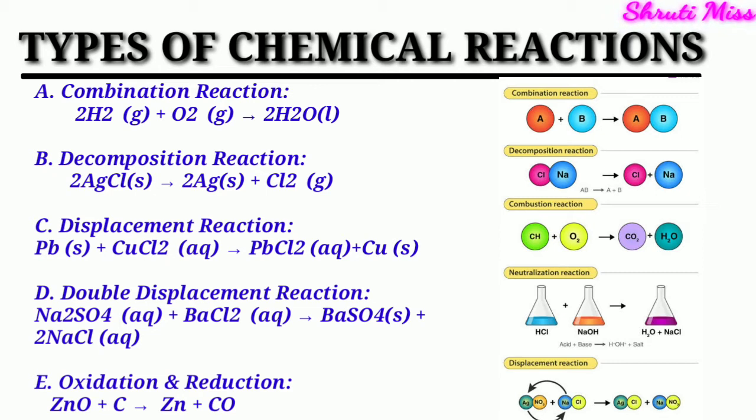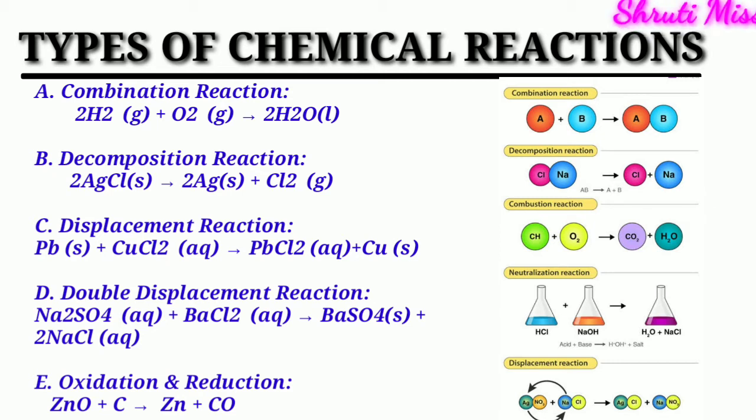The third reaction is displacement reaction. What is the displacement reaction? In this reaction we can see that there is some compound and it will change its element to the other reactant. Like for example, there is Pb plus CuCl2. Now we can see that chlorine is with copper, so it is known as copper chloride.